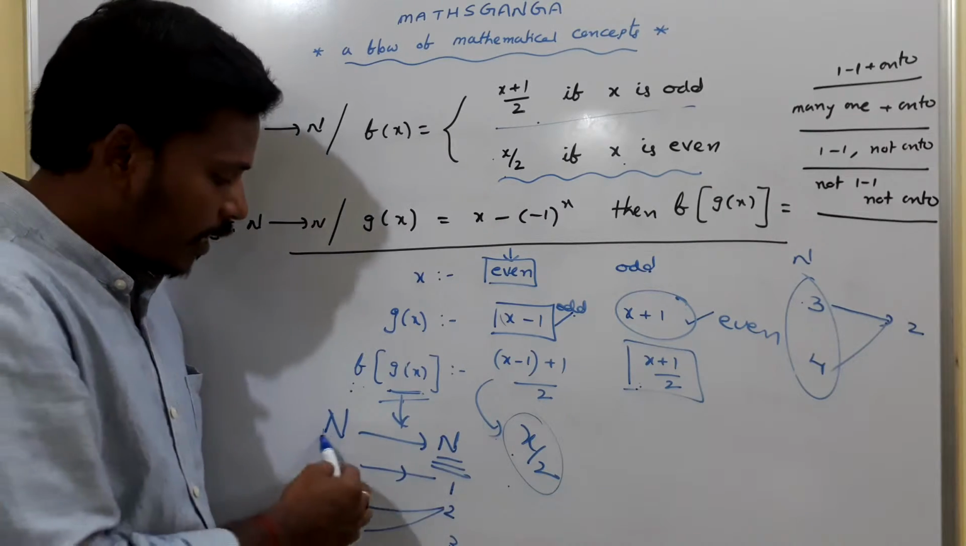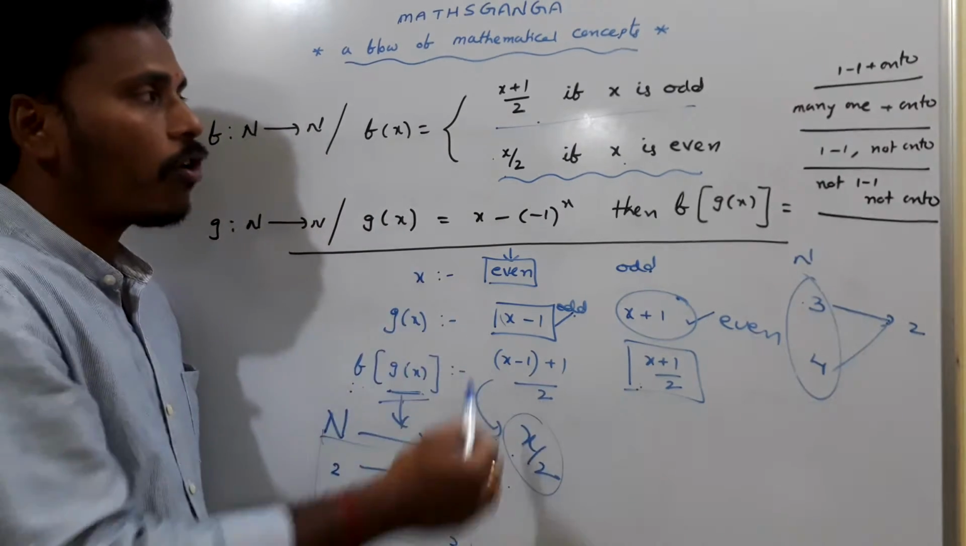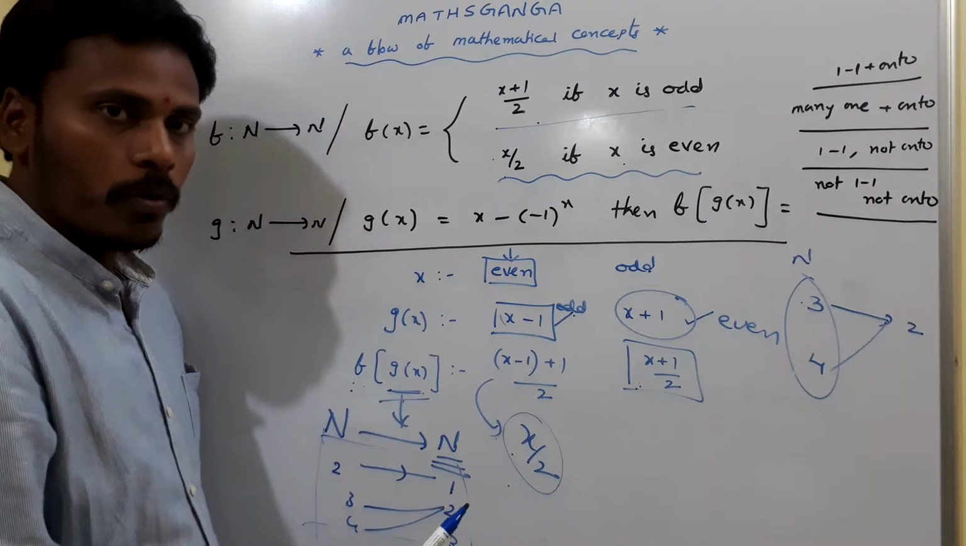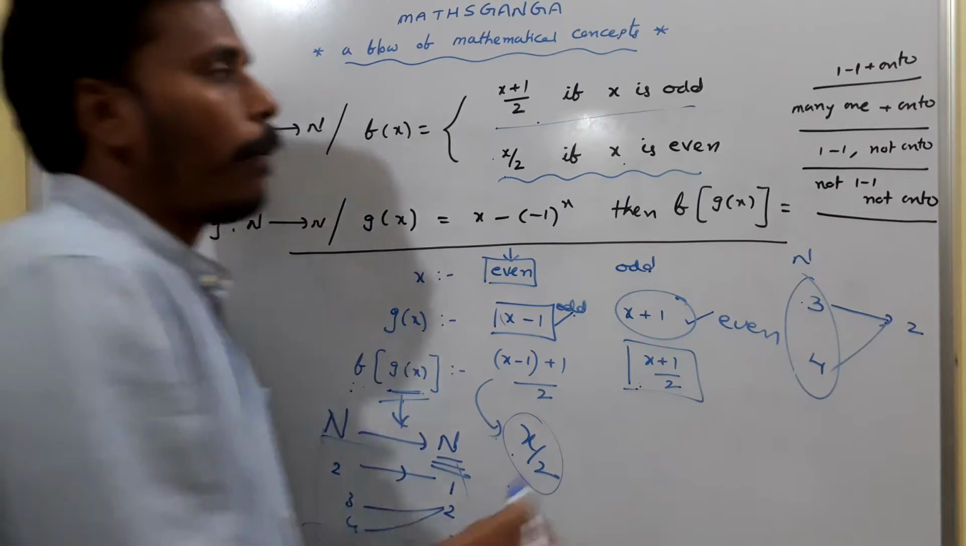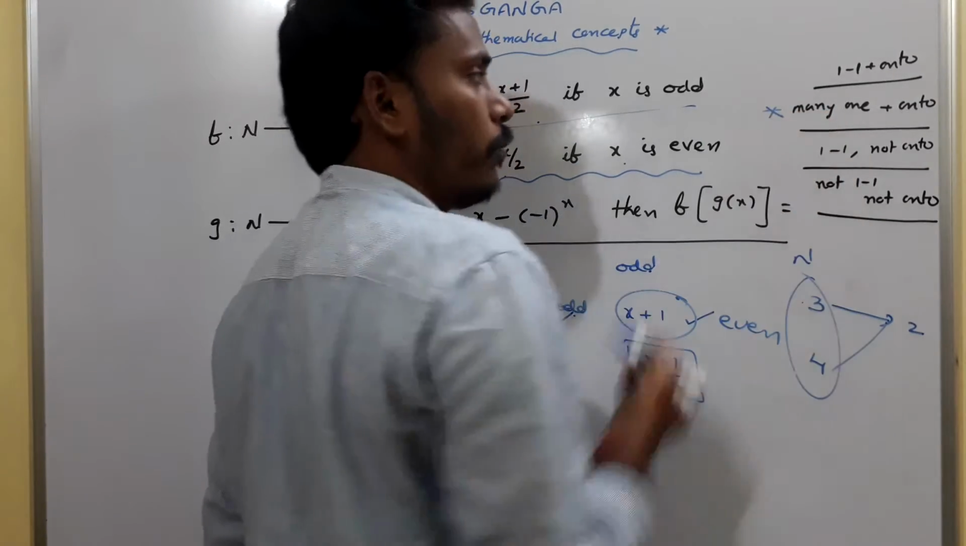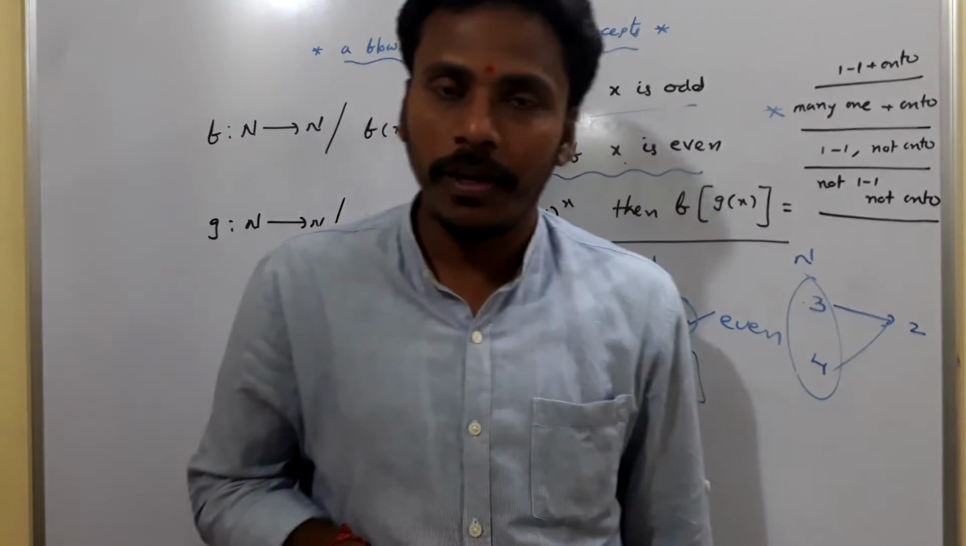So with this check, it is enough to say that f of g of x is onto also. So finally what I conclude is, the function f of g of x is many-one as well as onto. And your answer is option B for this question.